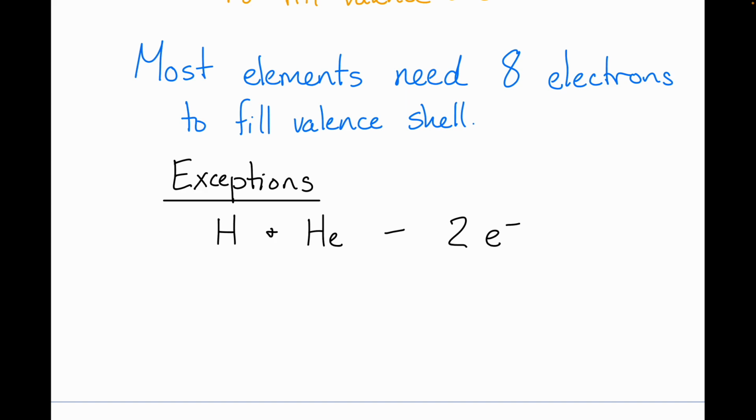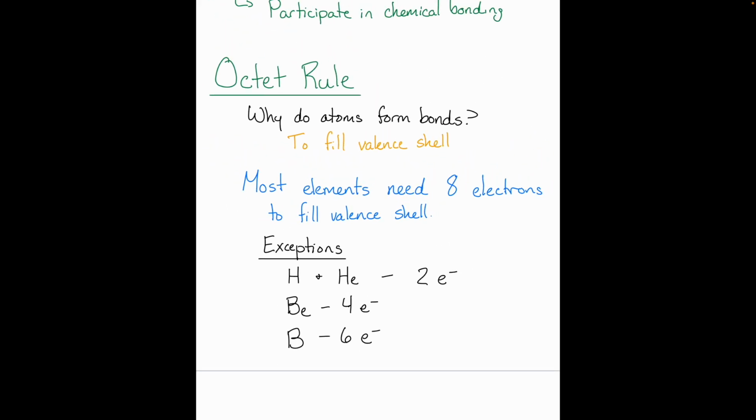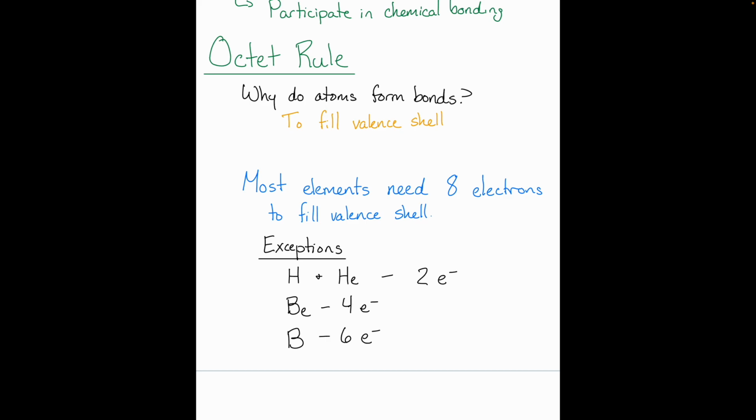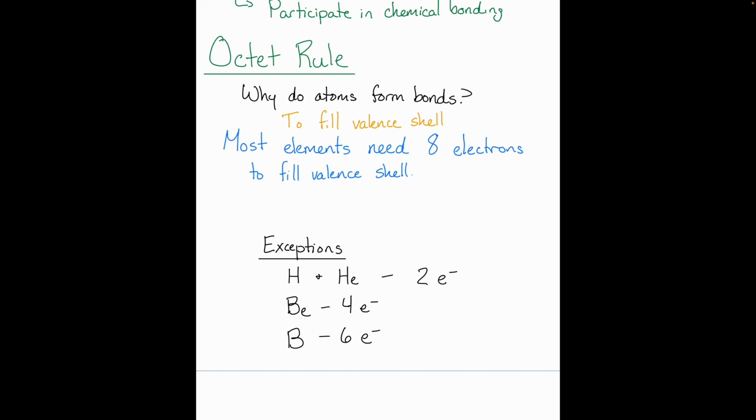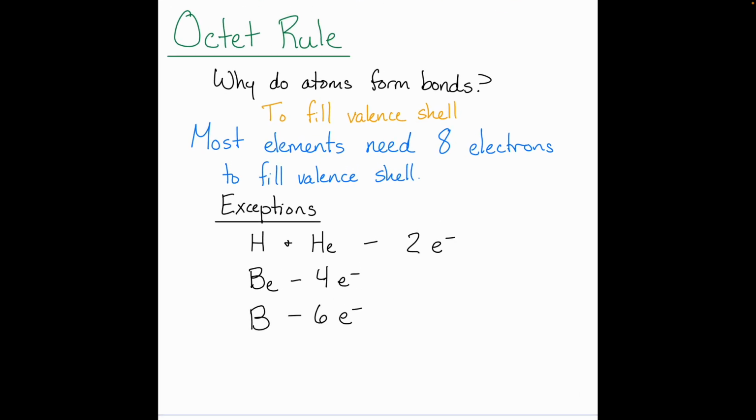All right, we continue going through the teeny tinier elements here. Beryllium needs 4 electrons to fill its valence shell, whereas boron needs 6 electrons to fill its valence shell. So we call it the octet rule, which is kind of a misnomer for certain elements. It works for most elements. Most elements need 8 electrons to fill their valence shells. Some elements, though, have this small exception here.